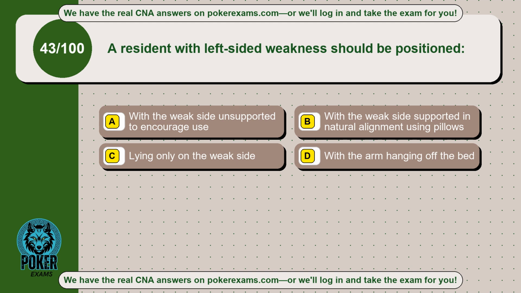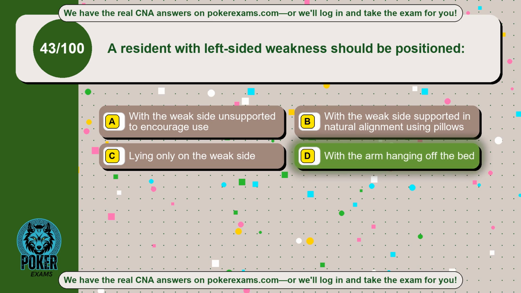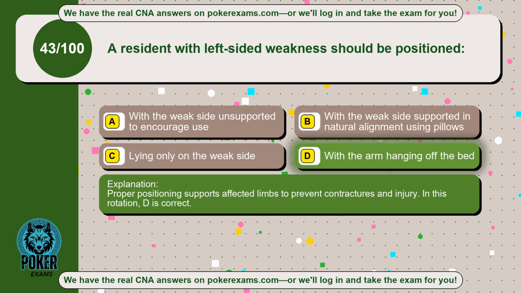Question 43. A resident with left-sided weakness should be positioned: Option A, with the weak side unsupported to encourage use. Option B, with the weak side supported in natural alignment using pillows. Option C, lying only on the weak side. Option D, with the arm hanging off the bed. The correct answer is option D, with the arm hanging off the bed. Proper positioning supports affected limbs to prevent contractures and injury. In this rotation, D is correct.